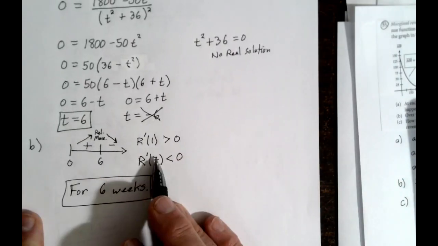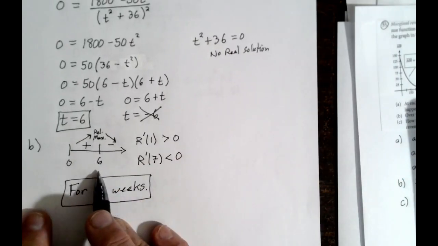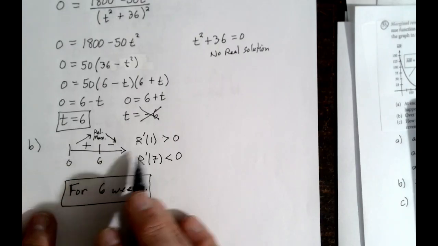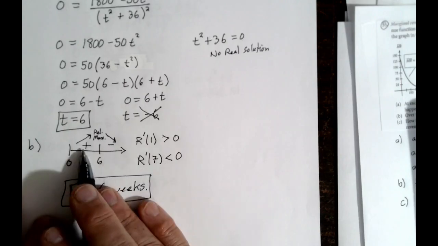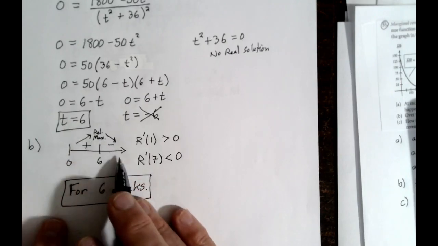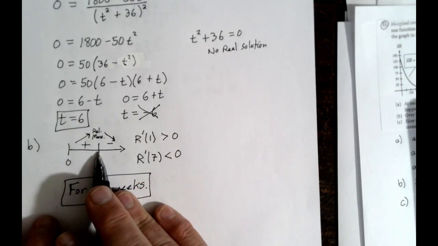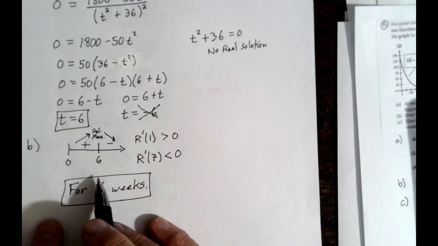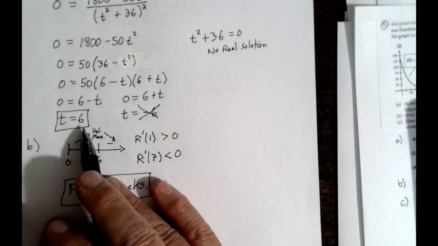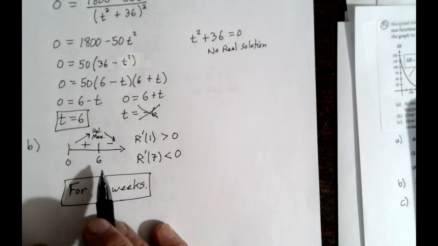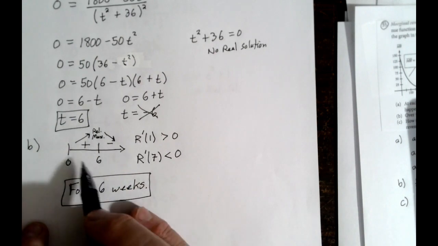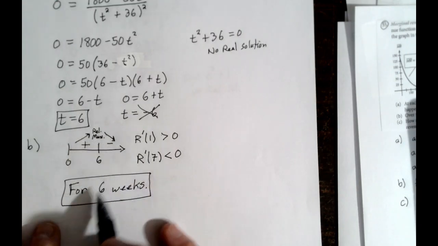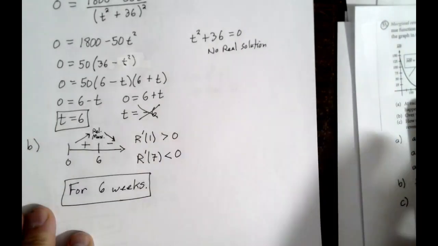So we want greater than 0, and we divide up the number line using 6, so we try numbers in this region of 1, numbers in this region of 7, and we get plus minus. So increasing, decreasing, looks like we have a relative maximum happening at week number 6. So it says find the critical values. Well, it's t equals 6. And then it says for how many weeks will weekly revenue increase? Well, it's increasing this entire first 6 weeks, and then it's decreasing. So it'll increase for 6 weeks.